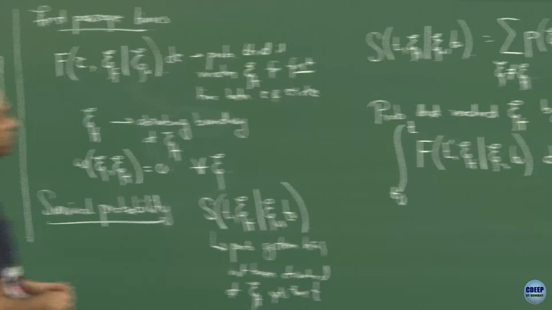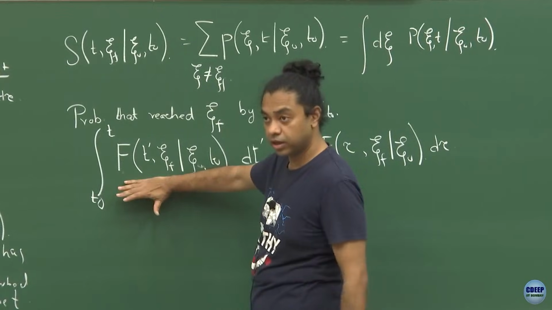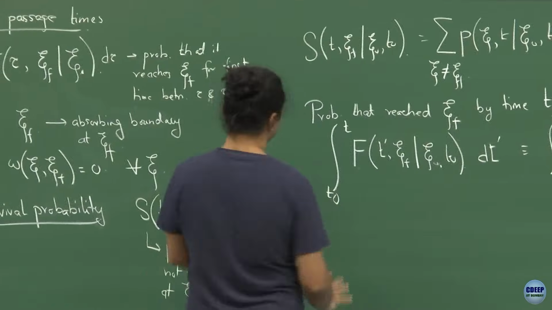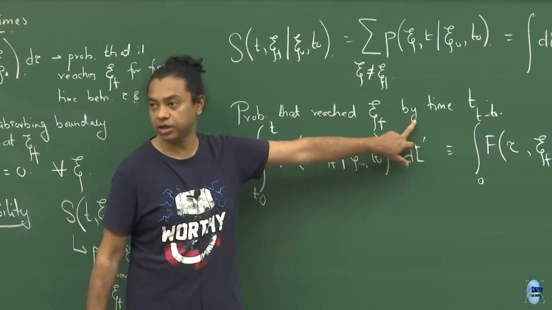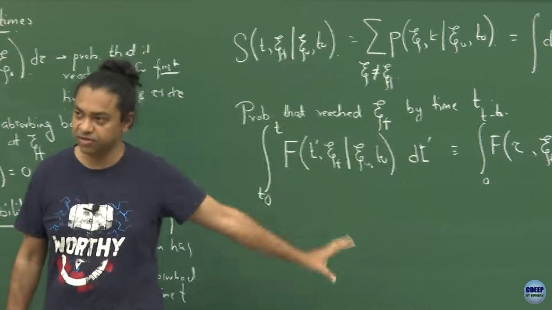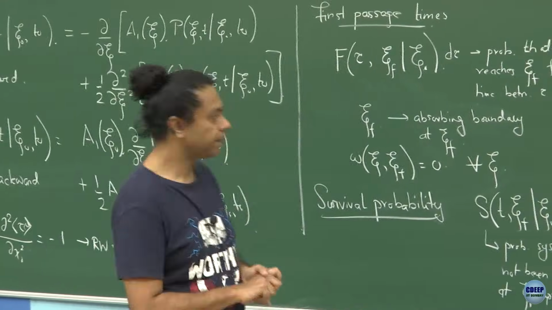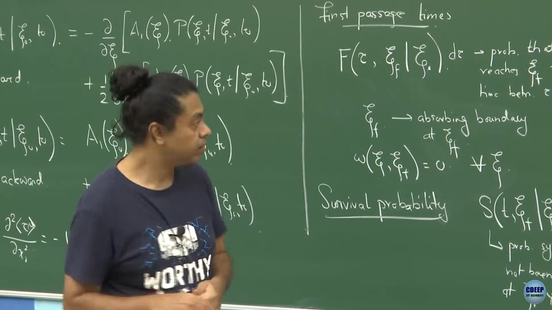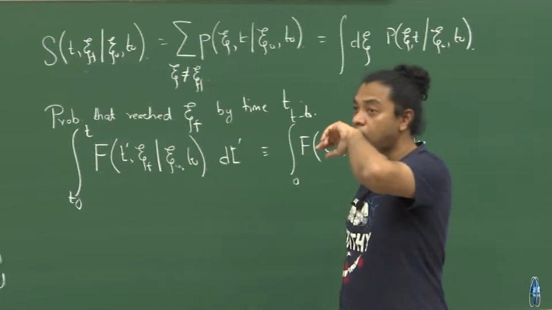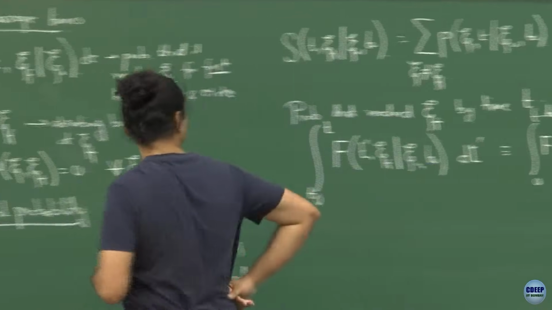Which probability? This one? No, it is that it has reached xi f by time t. After that, what has happened? We are not concerned. So, has it for the first time reached xi f in some interval of time which is less than t, okay, t minus t naught, whatever. Yes. The survival? Yes. That cannot be written unless?